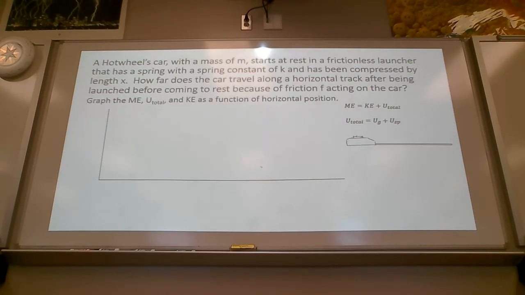Okay, so I want you to try the same. We've got a frictionless spring launcher, so while it's in here, it's frictionless. We're starting with a compressed length x. How far does it travel along before coming to rest because of friction? So first draw potential energy. That is step 1. Draw potential energy.